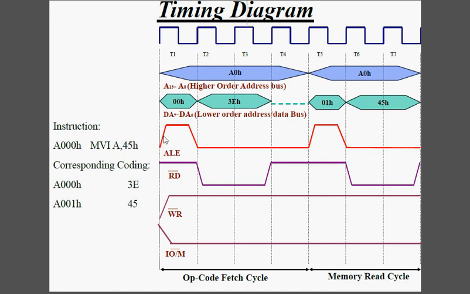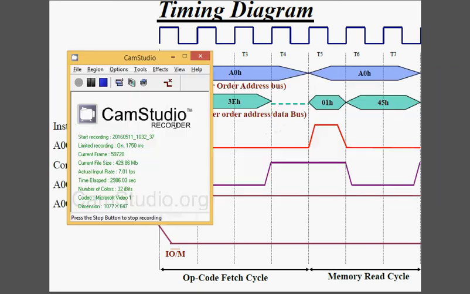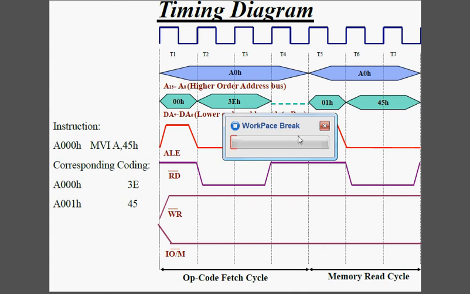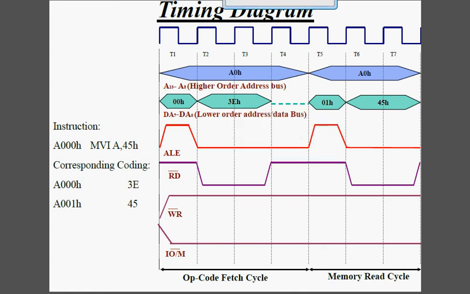The first thing is that the ALE will be high here. Class, come again. For example, this is a timing diagram for the move immediate instruction. This is the immediate value, and it is stored inside the A register. The first thing is that it has to go to this address here, A000, to fetch the instruction MVI.